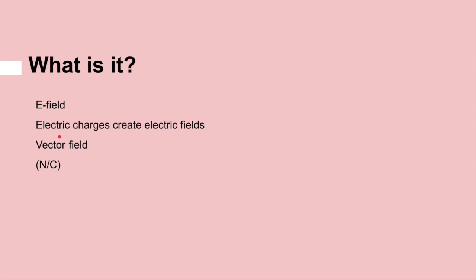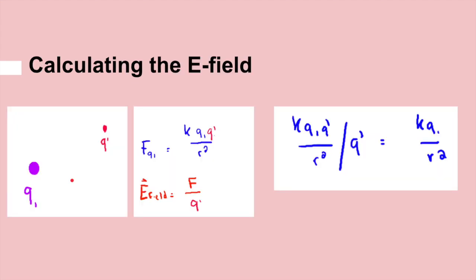Now these are vector fields, meaning that they have a magnitude and a direction. And their units are in newtons per coulomb. Let's see what that means.